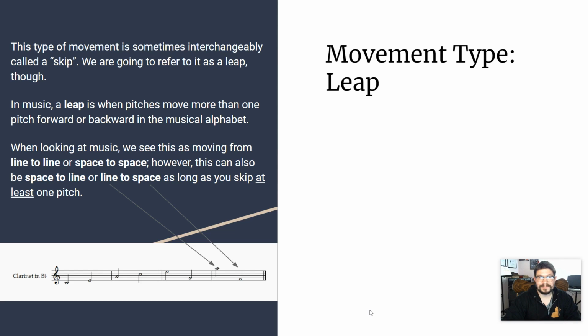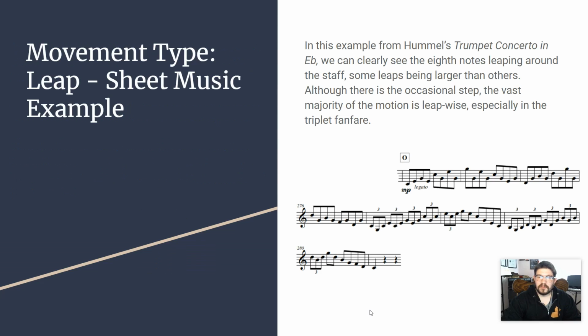All right? So we're going to move on to this musical example right here. This is one of my favorite pieces, actually. It's the Hummel Trumpet Concerto in E flat. I've played this one a number of times. I really, really enjoy this piece. And we can clearly see the eighth notes starting here at the rehearsal mark O are skipping a lot of different notes. They're leaping all over the staff.